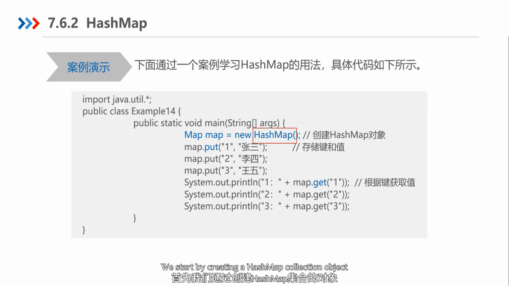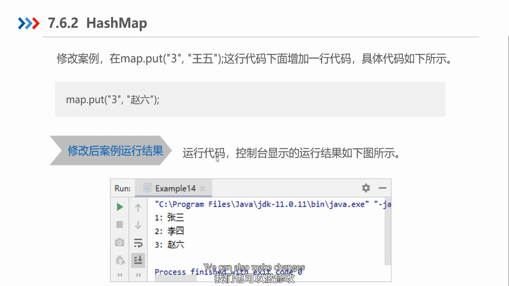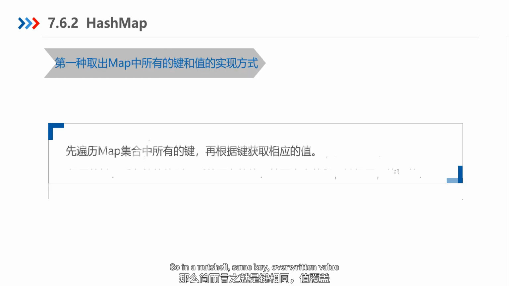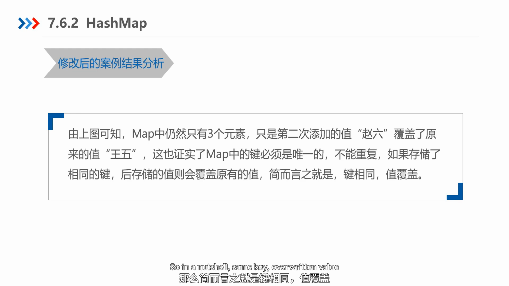We start by creating a HashMap collection object, and then call its put method. The get method is the query. The query is to retrieve the value from the key. We can also make changes. That is, when the key is the same, we'll overwrite the previous value. There are still only 3 elements in the map, except that the second entry of Zhao Liu replaces the original value of Wang Wu. This confirms that the keys in the map must be unique. They can't be duplicated. So in a nutshell, same key, overwritten value.